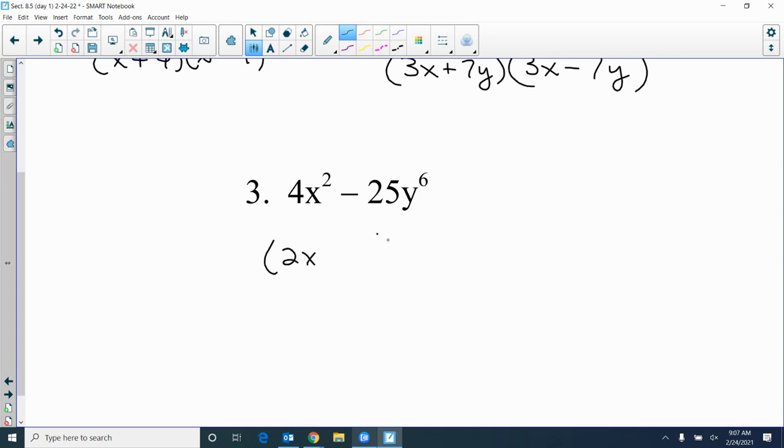It will be 2x and 2x. This one will be a plus, this one will be a minus, but how do I get 25y to the 6th? Grant, and then Joe, if you don't get it. 2x plus 5y cubed and 2x minus 5y cubed. Good, it has to be y cubed, because remember, when you multiply exponents, you actually add them. So make sure it's 2x plus 5y cubed, 2x minus 5y cubed.